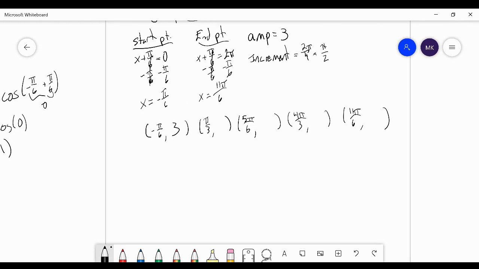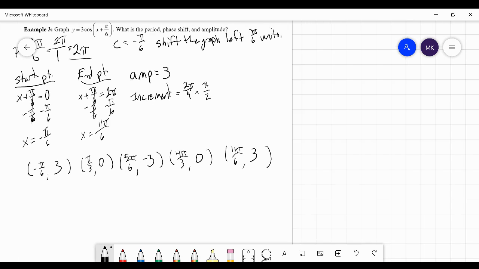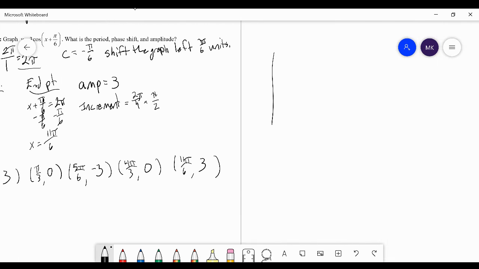So if we have pi over 3 and for x, we add pi over 6, take the cosine of that, multiply it by 3, we get 0. Negative 3, 0, 3.